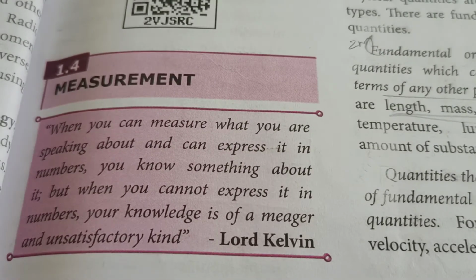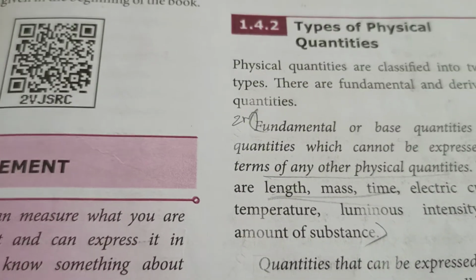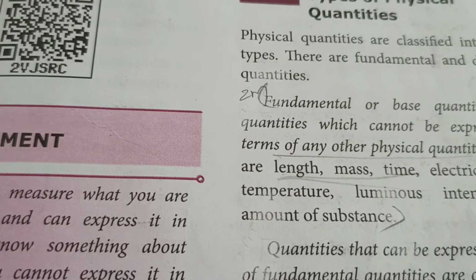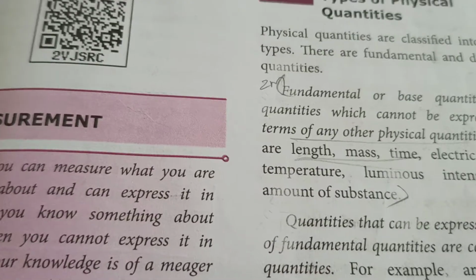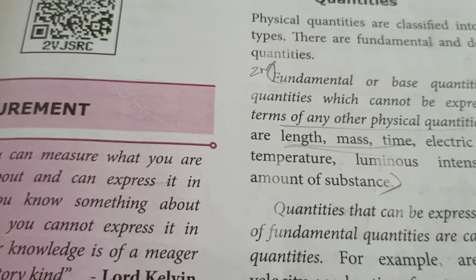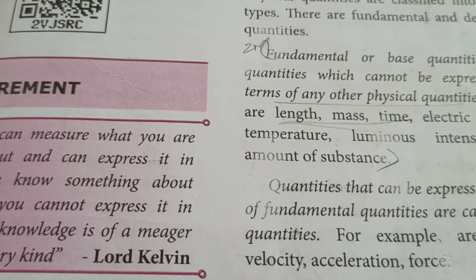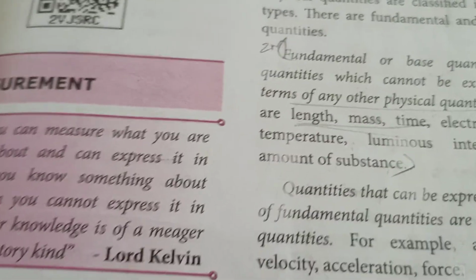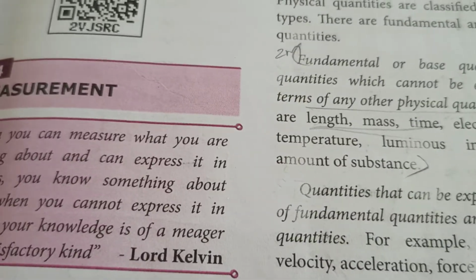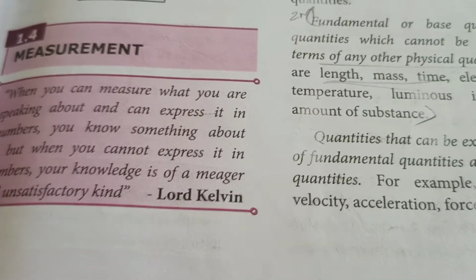So, the definition of physical quantities. Quantities that can be measured and in terms of which laws of physics are described are called physical quantities. Examples of physical quantities are length, mass, time, force, energy, etc. Physical quantities are classified into two types, that is fundamental quantities and derived quantities.